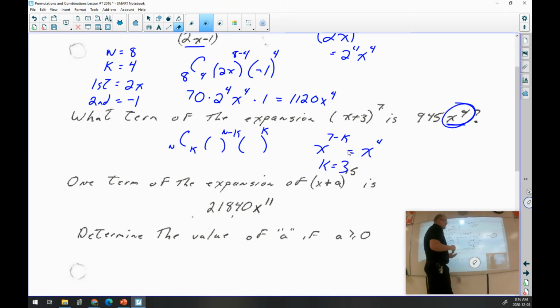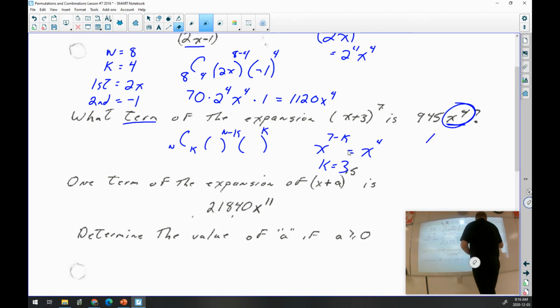So k is equal to 3. Now I could do anything I wanted with the rest of it, but the question only says what term. Now we're not quite done because we always say k is 1 less than the term. So the term that this is, this is the 4th term.